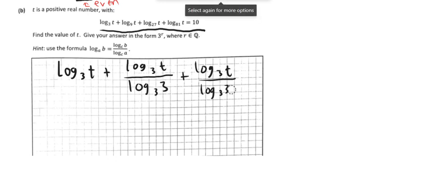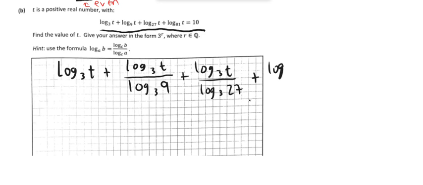Sorry, that's going to be 27 actually. Sorry, and that's going to be 9. I'm getting ahead of myself. Then the last one will be log t to base 3 over log 81 to base 3 is equal to 10 altogether.